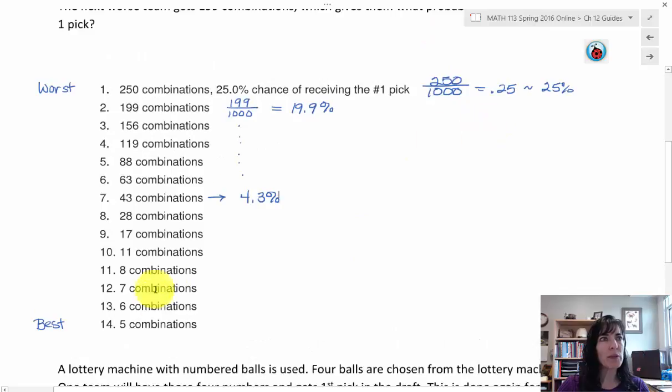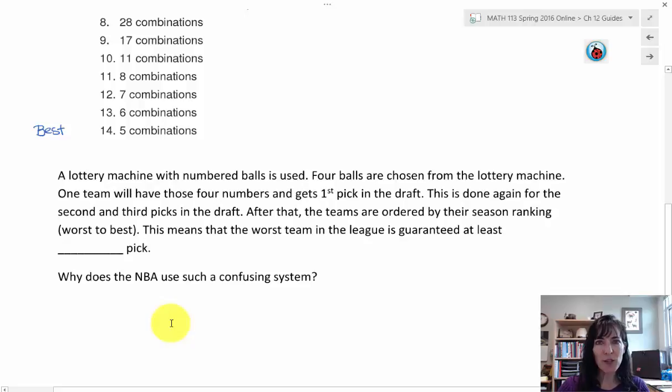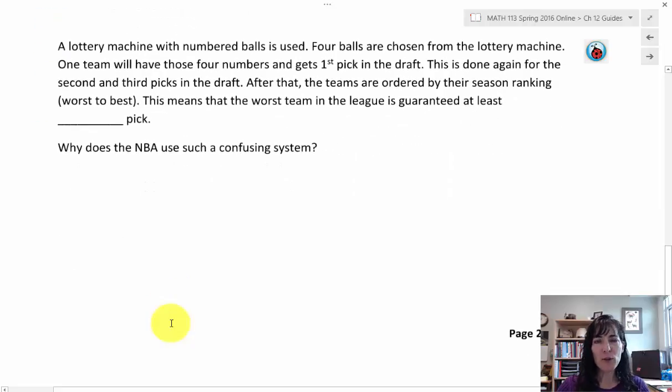So here are the probabilities of getting the first pick. And then here's what they do after that. They use a lottery machine like Lotto or whatever you're familiar with, Pick 5, whatever, where they spin all the ping pong balls and then they pop out 4 balls. All the balls are numbered 1 through 14. There's nothing higher, nothing lower. And it pops out 4 balls in a row. And then they read off those numbers, and whoever has that combination of numbers in any order gets first pick. So that's how they decide first pick.